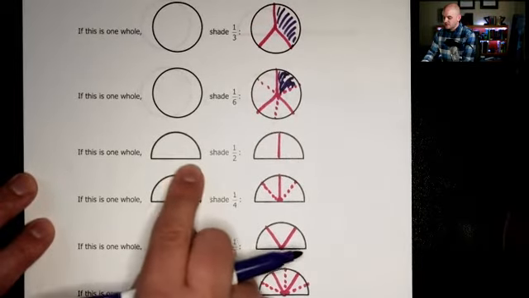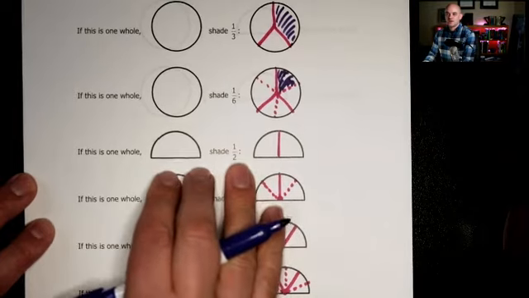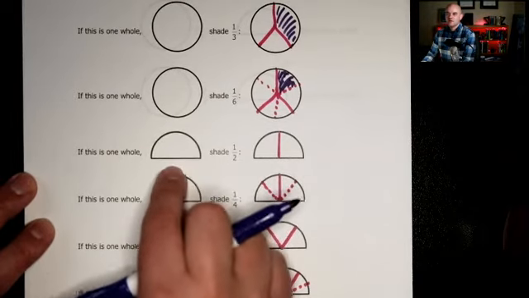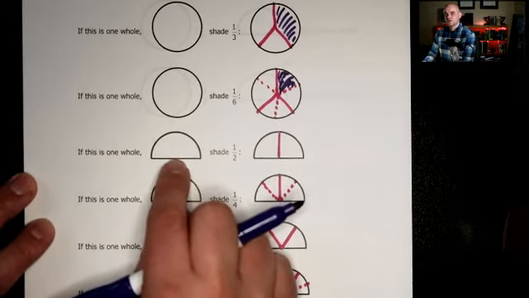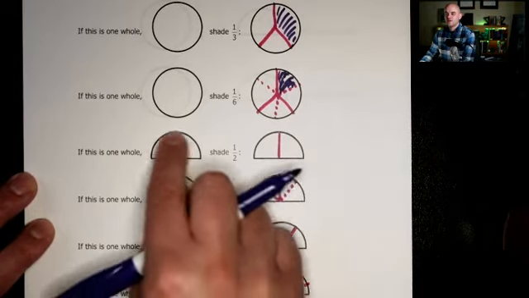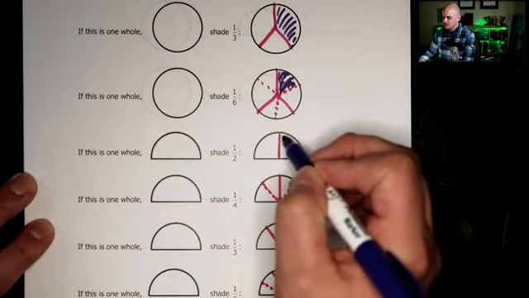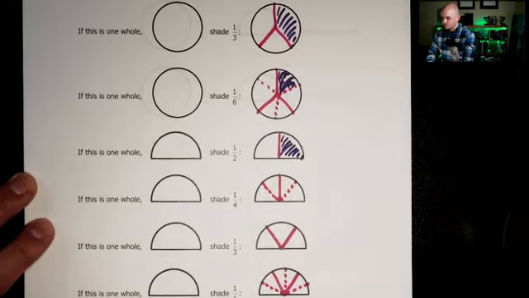And now notice down here at the bottom, we are going to start changing what we're defining as a whole. So now here is a whole. Okay, it's half a circle, but that's what we're going to consider to be 1 whole. So 1/2 of that whole right there is going to be taking that shape that I have and cutting it in half and shading one of those.